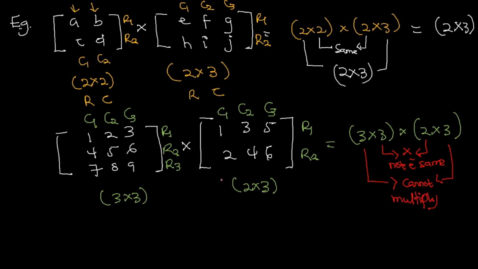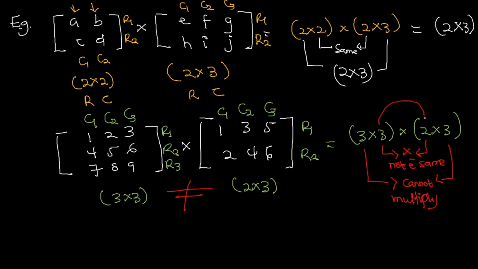That means if we are supposed to multiply this matrix, we are not going to get any answer, because we cannot multiply these two matrices due to the fact that the column of the first matrix and the row of the second matrix are not the same.